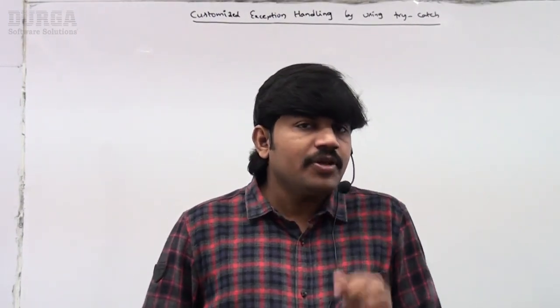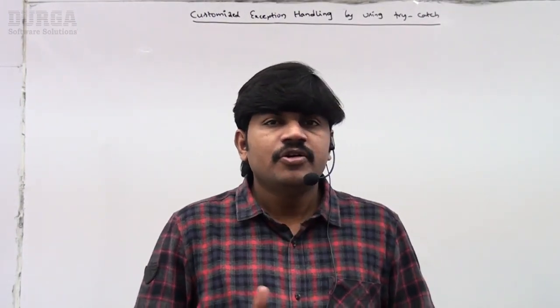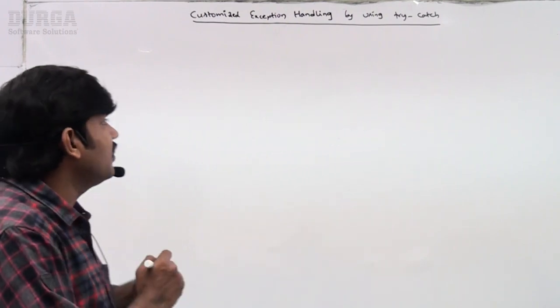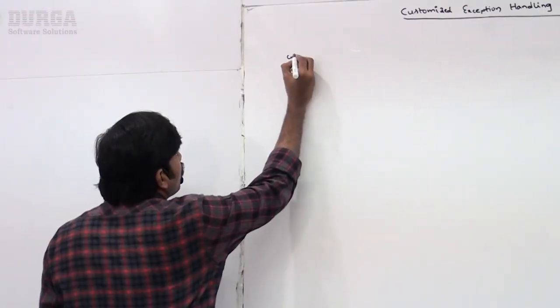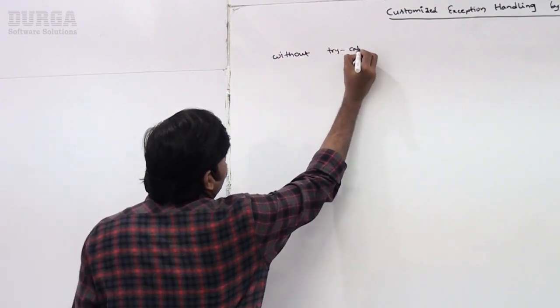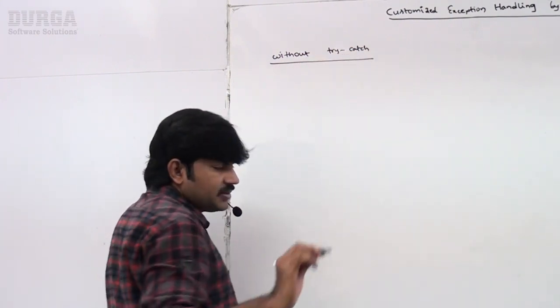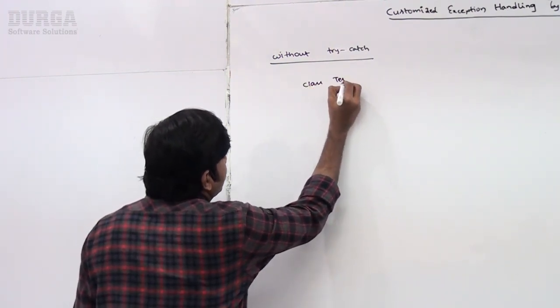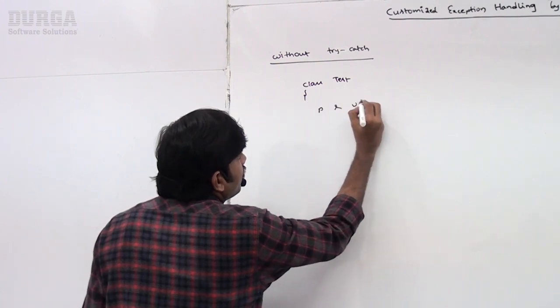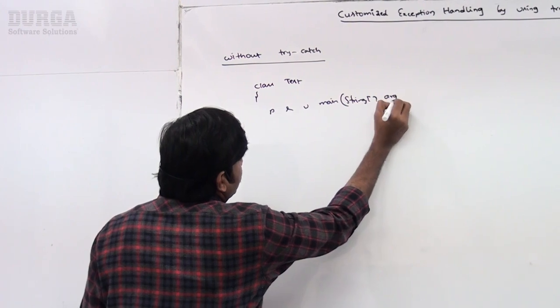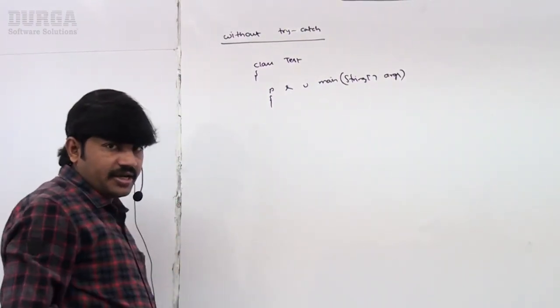Now let me go for a small example. Without a try catch, what problem are we facing? To overcome this problem, how can you use a try catch? Just have a look once. Sir, I'm taking a very simple example: class Test, with the public static void main method, String array args.